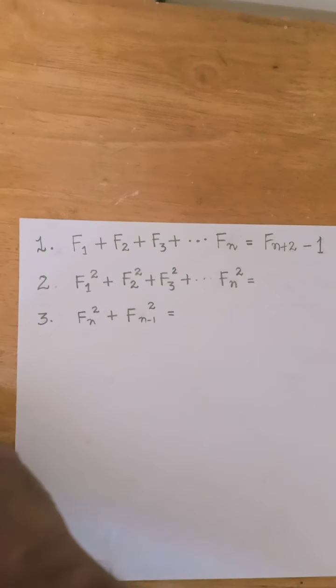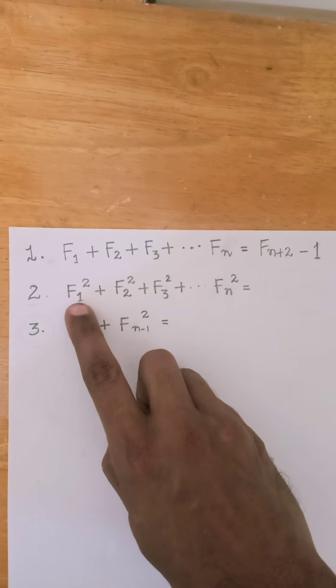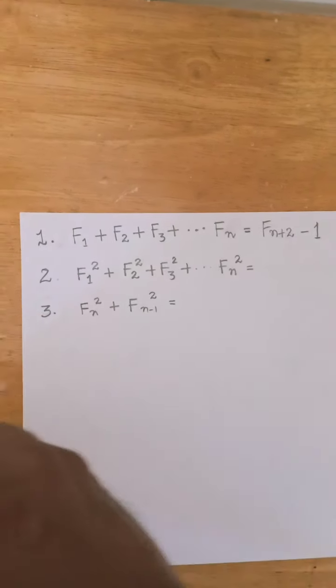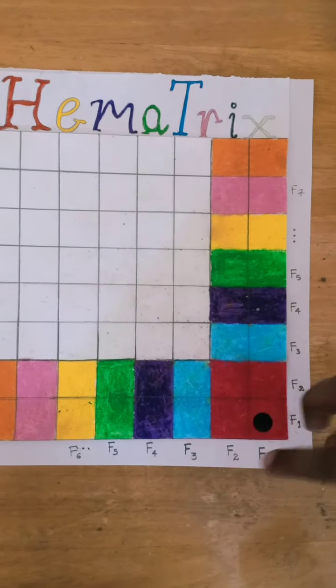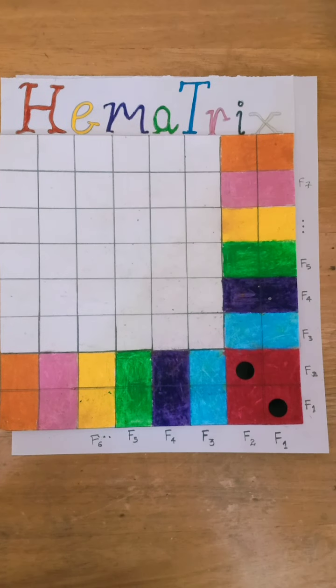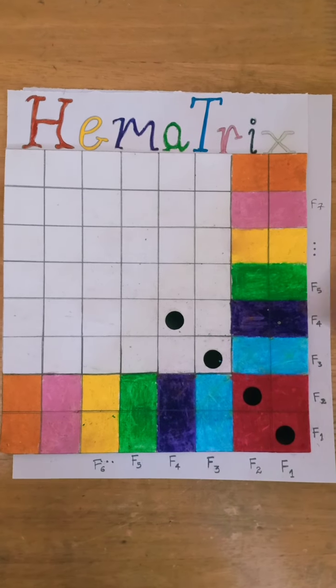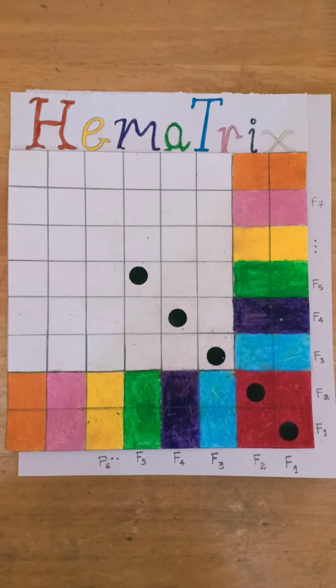This time we'll try to find out what is F of 1 squared, F of 2 squared, and so on till F of n squared. Back to the board. F of 1 squared is this one, F of 2 squared is this, F of 3 squared is this. Yes, you're right, it's all along the diagonals. Let's take again n as 5. What you're asking is, what is the value of these 5 dots now?